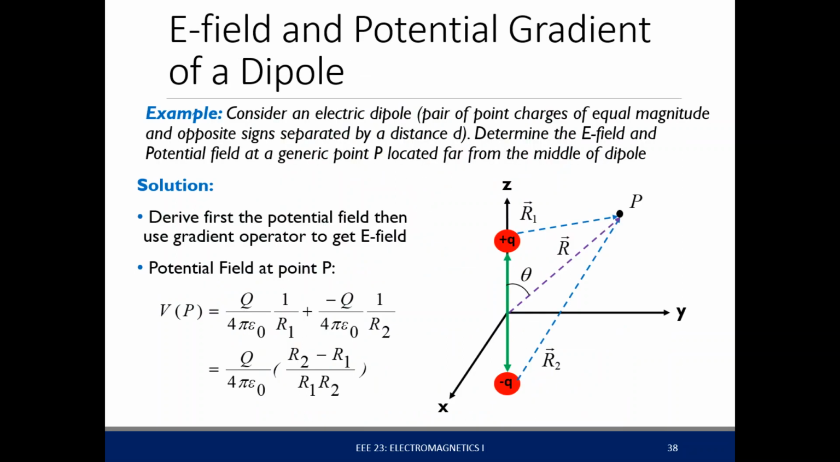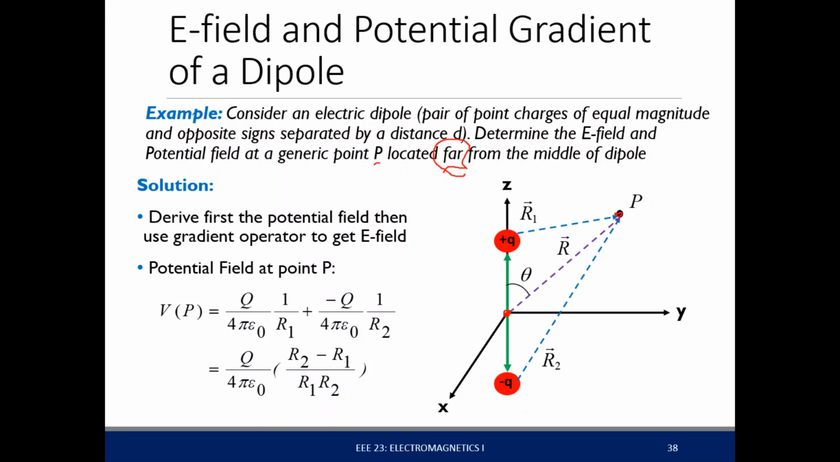For example, consider then an electric dipole. What is an electric dipole? It's a pair of points of equal magnitude of charge but opposite in sign. Okay. Let that be centered at the origin. They have a distance d between them. Okay. Determine the electric field and potential field at a generic point P located far from the middle of the dipole here.